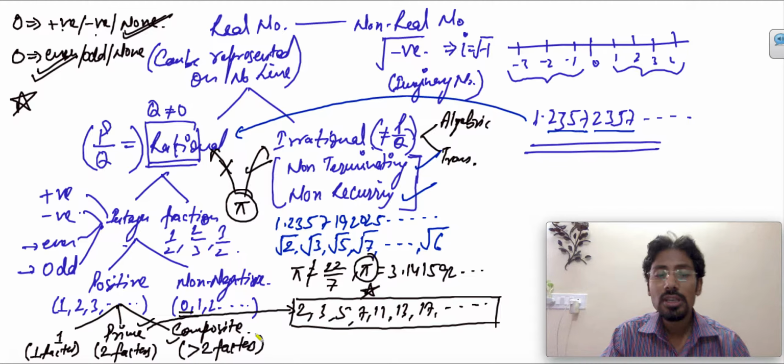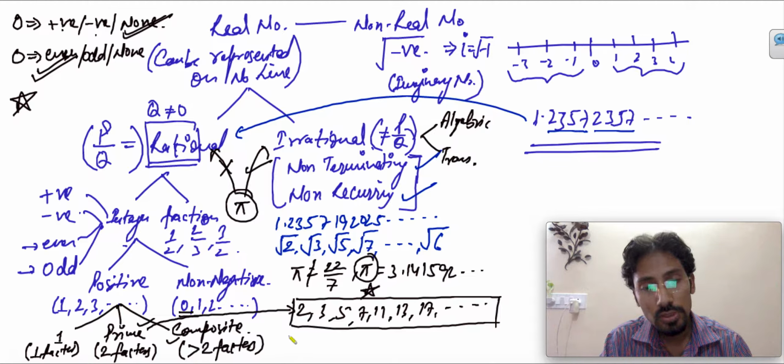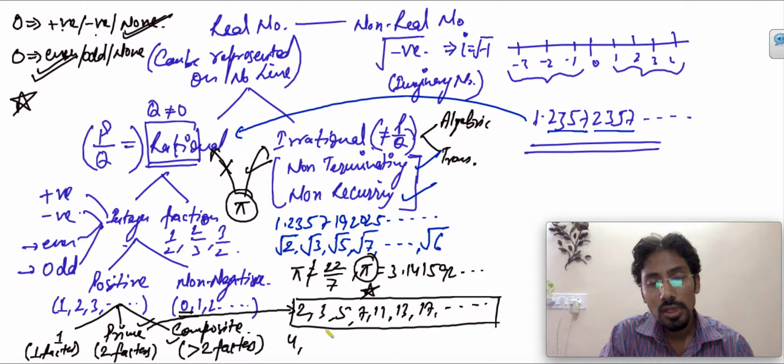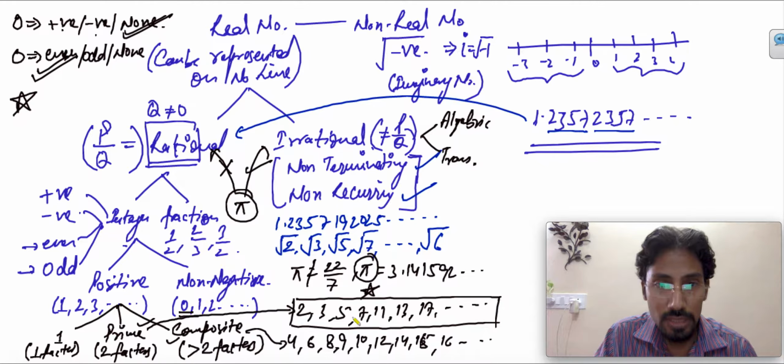Composite numbers, on the other hand, are all the positive integers other than 1 and the prime numbers. So it's starting from 4, leaving 1, 2, 3, and 5. The next number we have is 6, leaving 7. We have 8, 9, 10, 12, 14, 15, 16, etc. These are all composite numbers. I hope that makes sense.